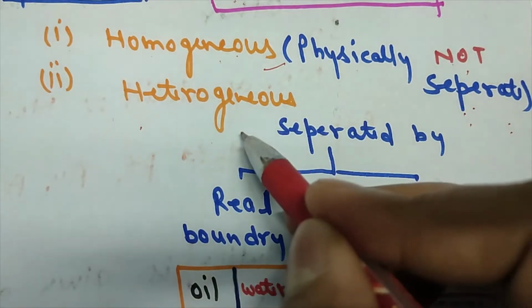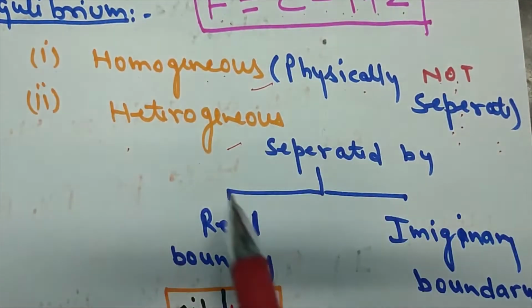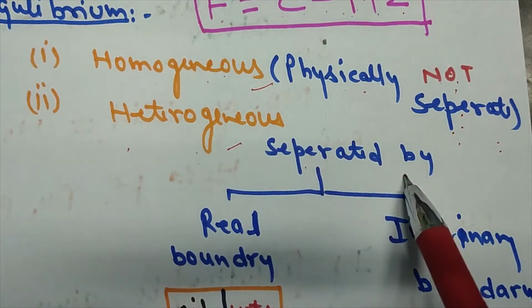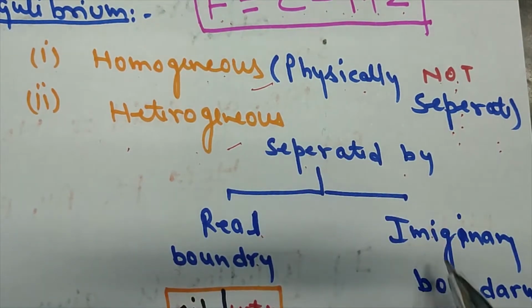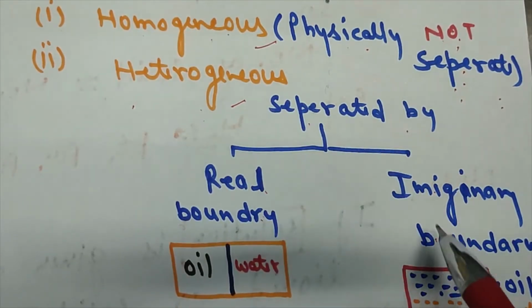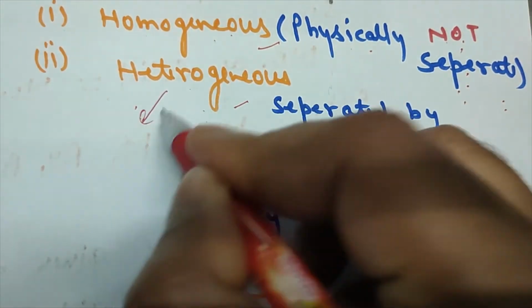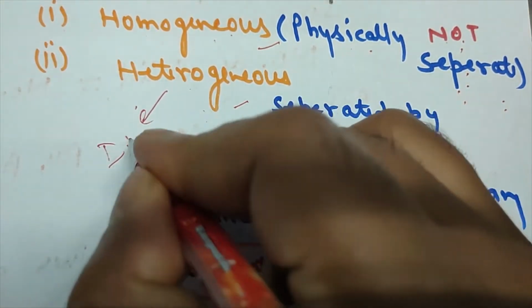What about the heterogeneous phase? In the homogeneous phase there is physically no separation, but in the heterogeneous phase they are separated by a real boundary or an imaginary boundary. It is very important, guys. This is the heterogeneous phase. Hetero means different, and homo means same.